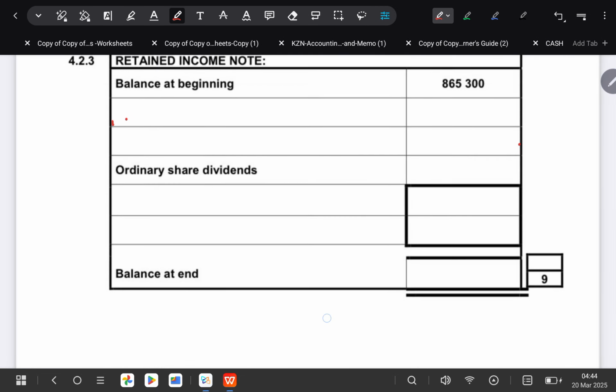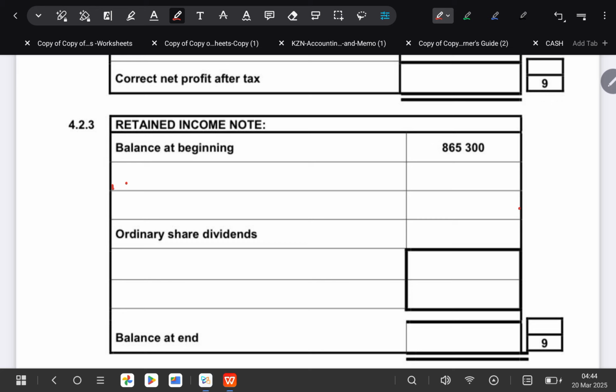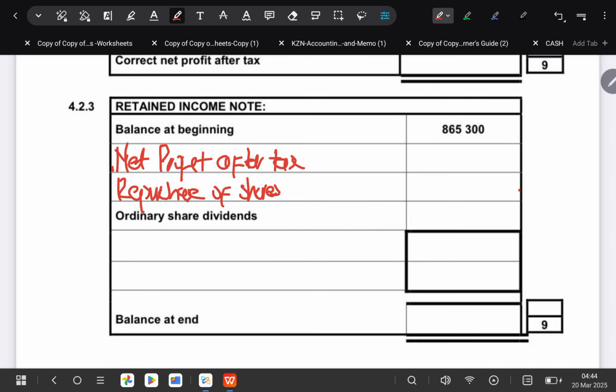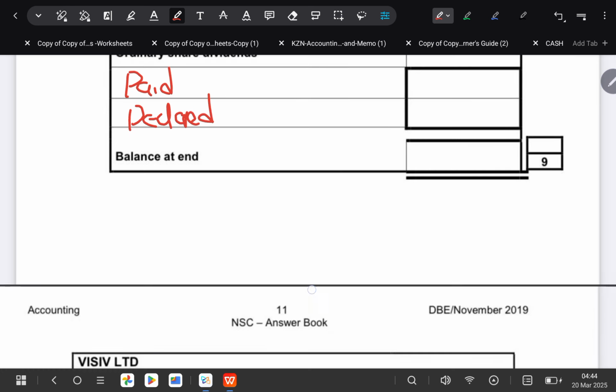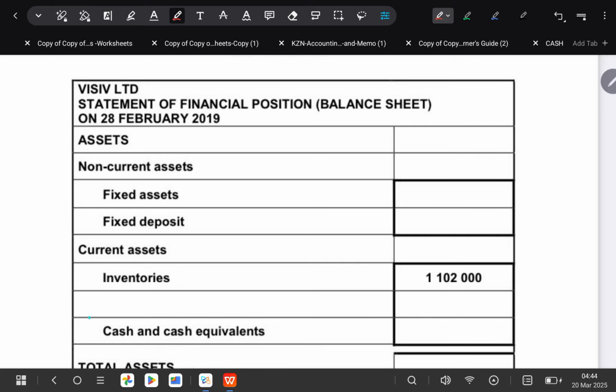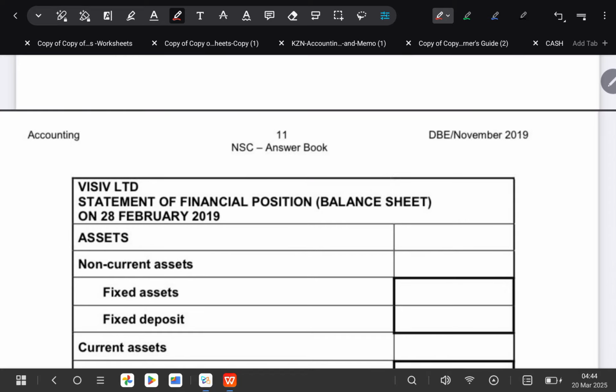So it means that in the answer book, maybe we can start with the formula of the retained income. So for your retained income, you are going to have the balance at the beginning of the year. You are going to have net profit, your net profit after tax, and then you're also going to have your repurchase of shares, and then you're going to have your dividends paid and declared. Okay, and then in your balance sheet, they've entered some items for you, but you already know the amount for the fixed assets. You'll just wait for the adjustments.